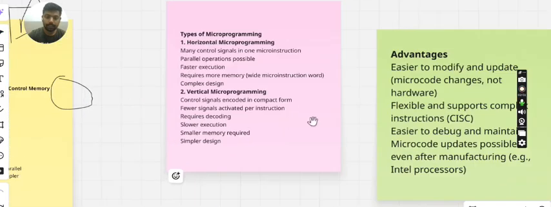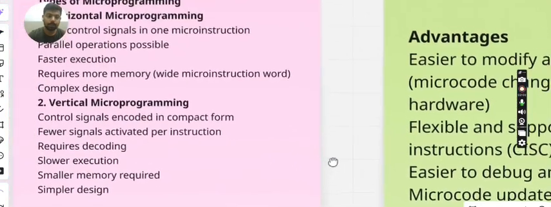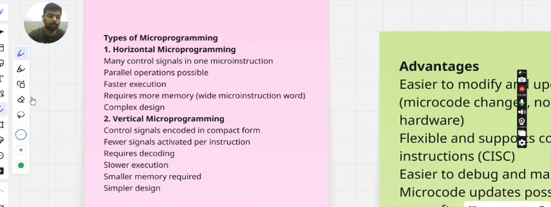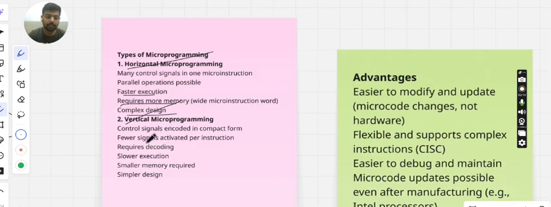And then there are two types of microprogram control unit. First is horizontal, second is vertical. Horizontal is faster, requires more memory, and has a complex design, and vertical is slower but takes less memory and has a simpler design.